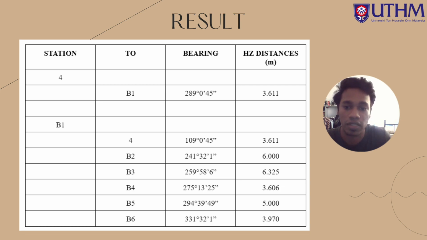Moving forward to station B1 and 4 as the checkpoint, we have obtained 109 degrees, 0 minutes and 45 seconds. And the distance is similar to the first one because it is the same station and same checkpoint, 3.611 meters. And moving on to B1 as station and B2 as checkpoint, we've obtained our bearing 241 degrees, 32 minutes, and 1 second. And our horizontal distance was 6 meters.